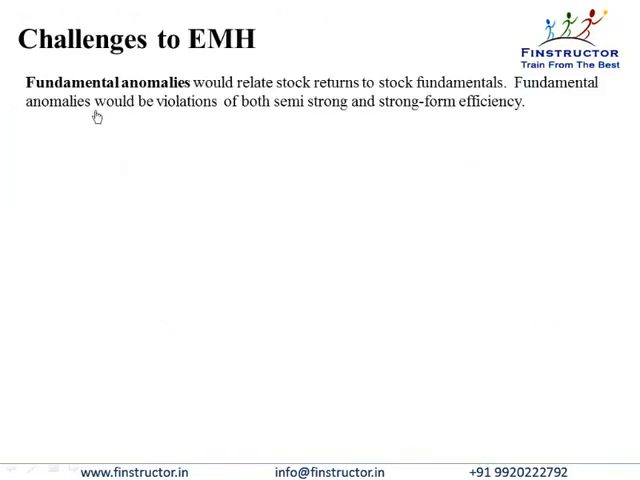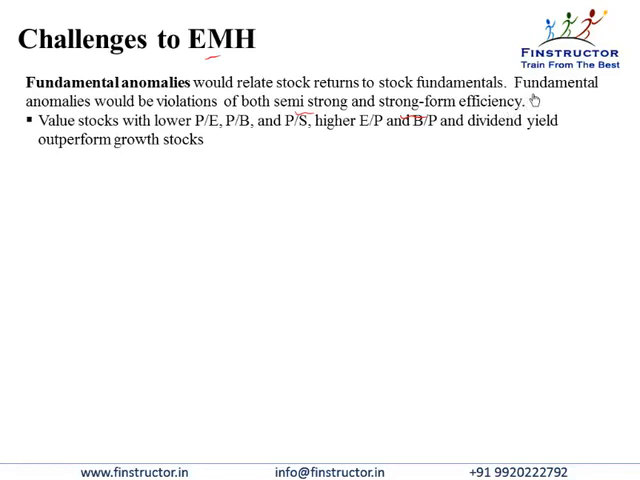So there are various anomalies that seem to exist in the markets that make us challenge the efficient market theory. Fundamental anomalies relate to stock returns and stock fundamentals. These are violations of the semi-strong form of market efficiency, that is, analyzing fundamentals can actually generate excess returns, as evidenced by fundamental anomalies. Please note that the strong form incorporates the semi-strong form. So if you are violating the semi-strong form, you are automatically violating the strong form of market efficiency.